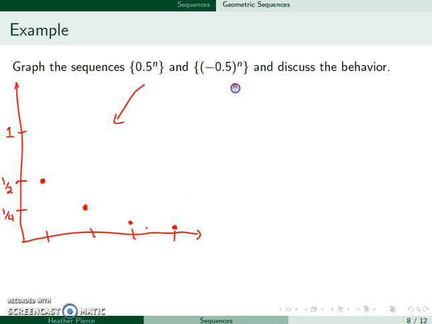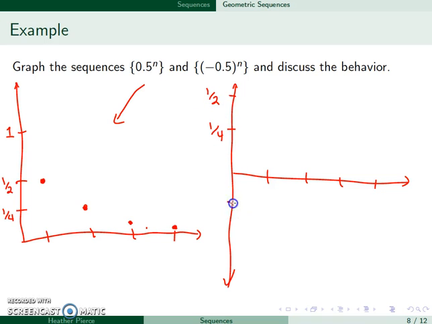For the second one, negative 0.5 to the n. I'm going to say this is 1/2 and 1/4. Down here I have negative 1/4 and negative 1/2. So negative 0.5 to the first power is negative 1/2. Squared is positive 1/4. Cubed is negative 1/8. And then to the fourth is positive 1/16.